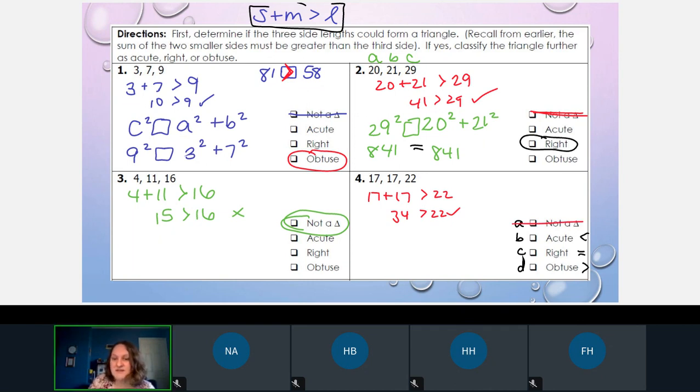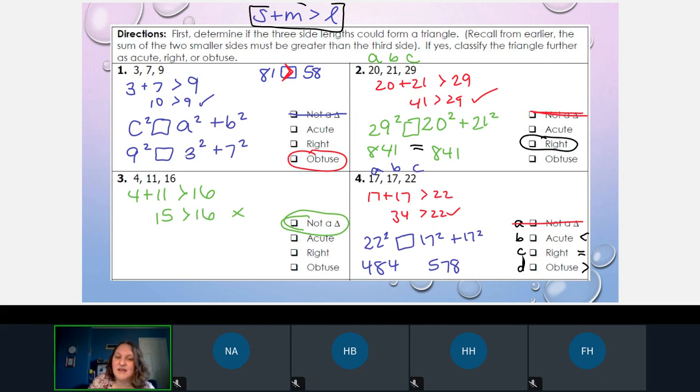Now we need to decide B, C, or D. C is 22 for sure. So we're going to say 22 squared is something to 17 squared plus 17 squared. Well, 22 squared is 484. And 17 squared plus 17 squared is 578. And if just pushing the buttons on the calculator is what threw you off there, please let me know. I can help you with that. I don't want the button pushing to be what messes you up.